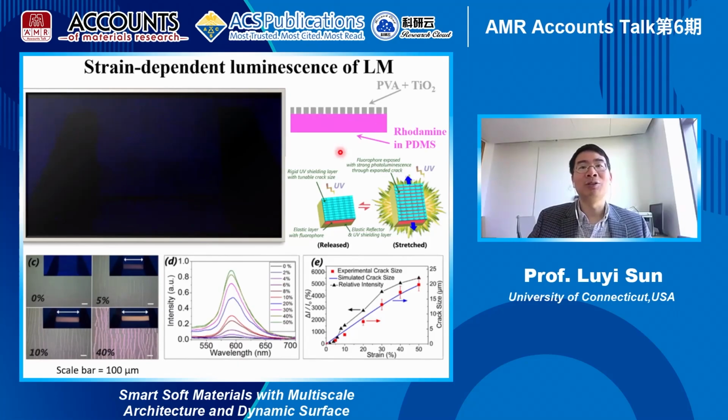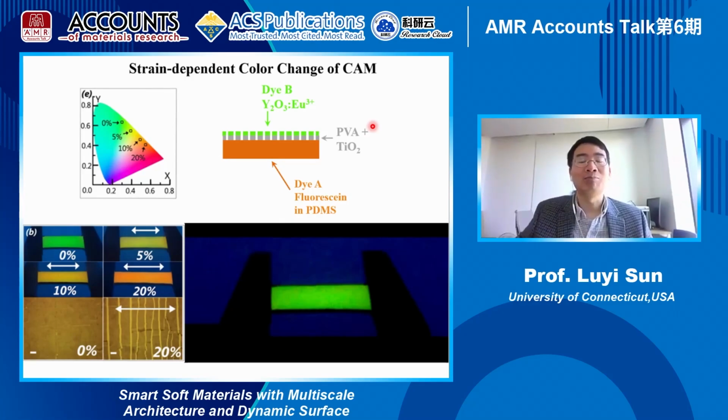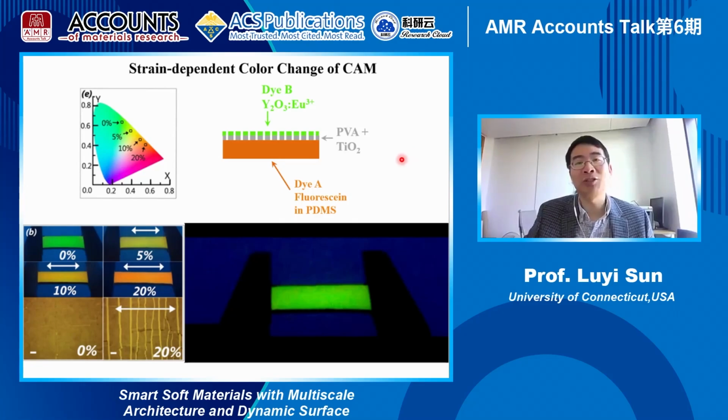Another advantage for our design is that we can change the color. For traditional mechanochromic materials, it can only generate color. Basically, it's the same color from intensity 0 to very high intensity. Basically, that's the intensity change. But with our design, we can actually change the color from color A to color B.